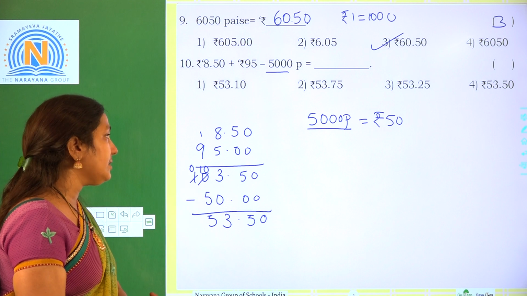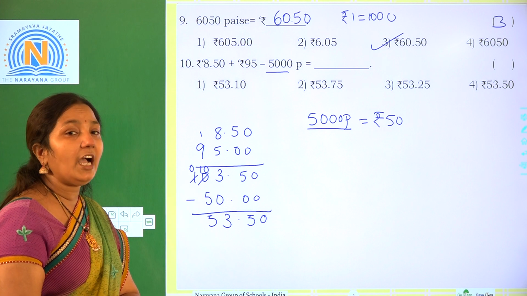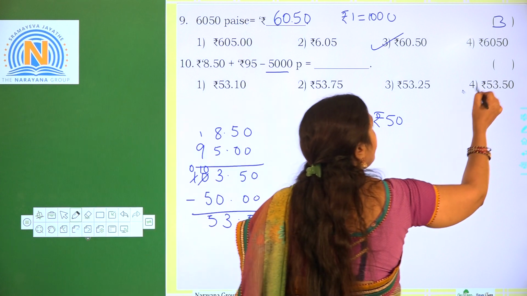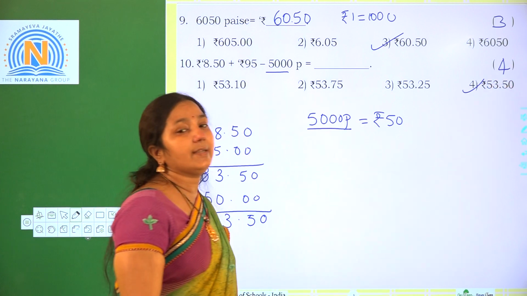So what is the answer, children? What is the option of the given one? Option 4. Got it, children? Practice once again. Thank you.